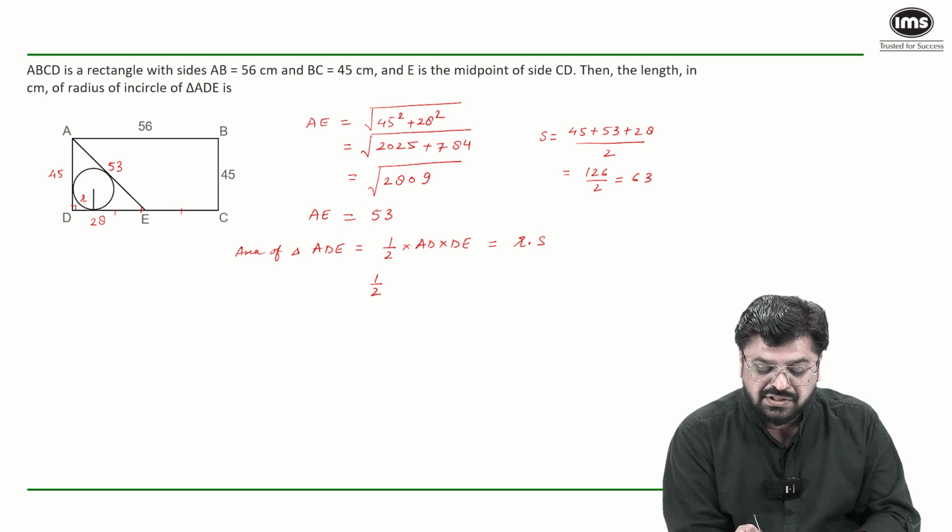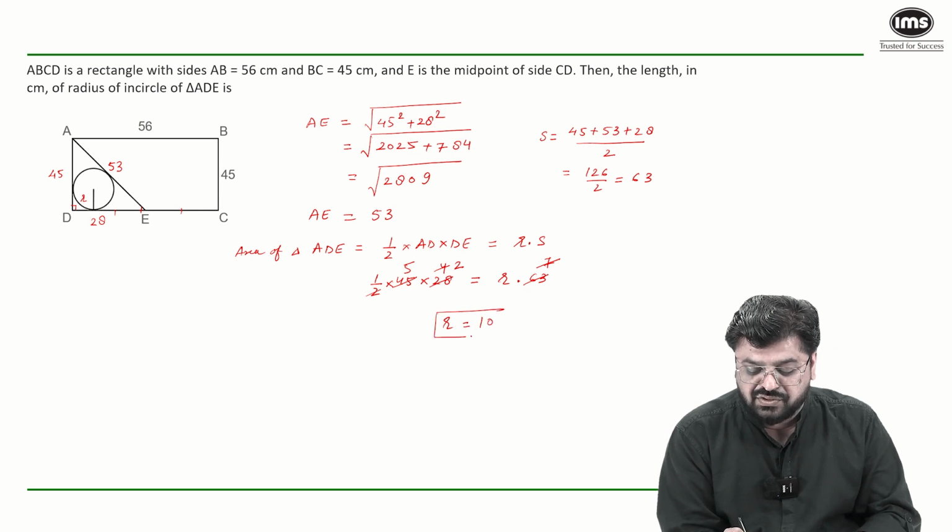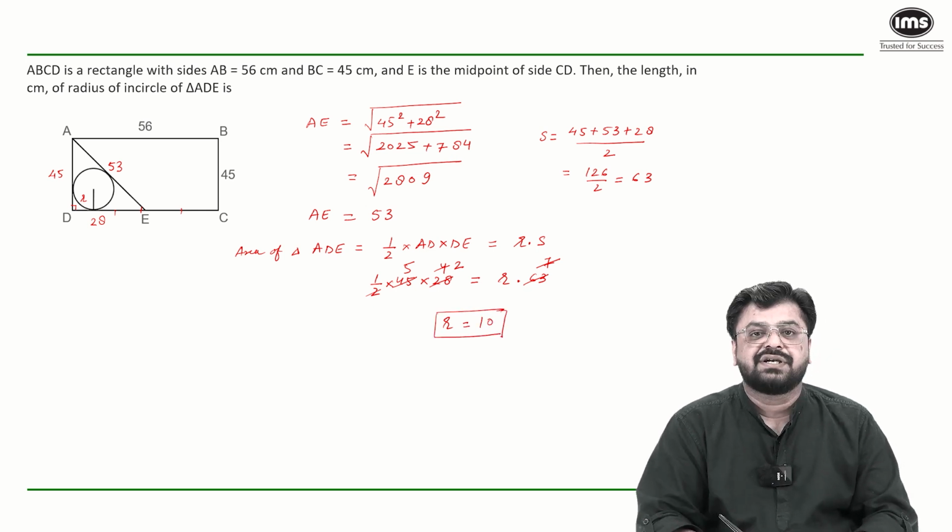Let's plug in the values. Half into AD, which is 45, into DE, which is 28, equals R into the semi-perimeter, which is 63. So 9 fives are 45, 9 sevens are 63, 7 fours are 28. R equals 10. So the inradius here is 10 centimeters.